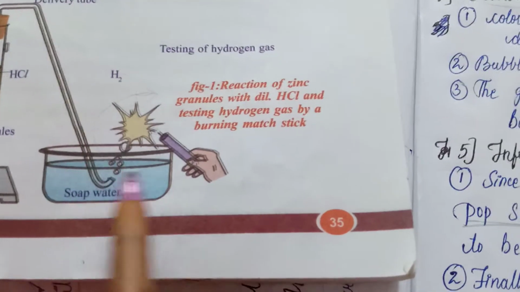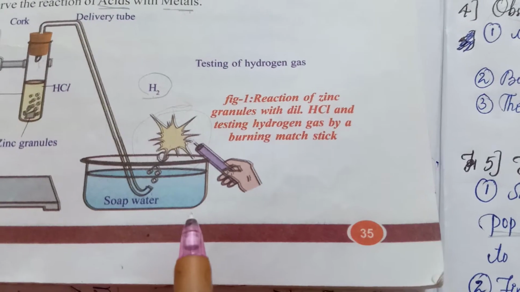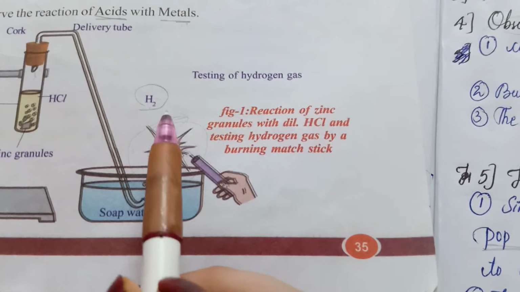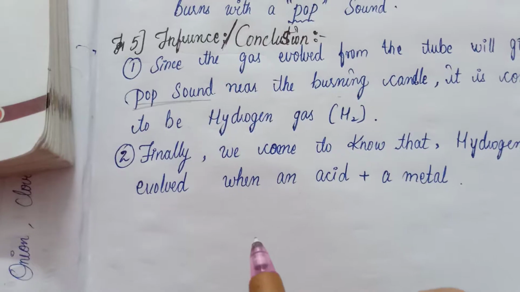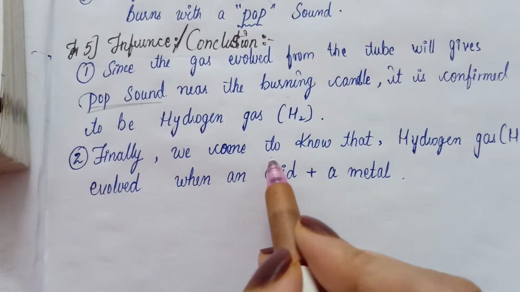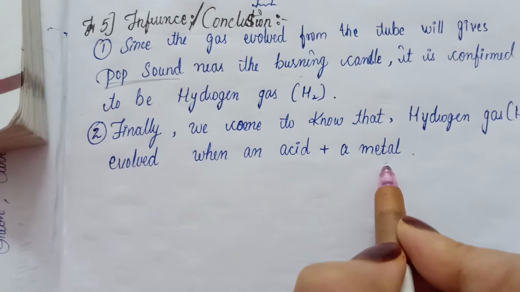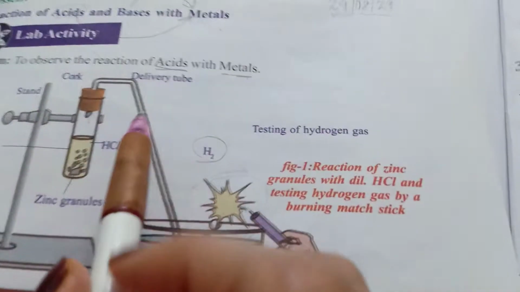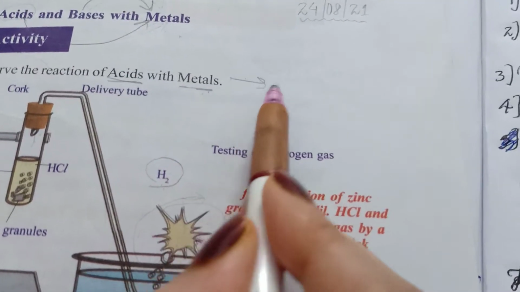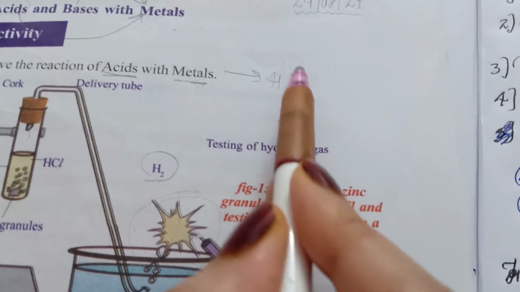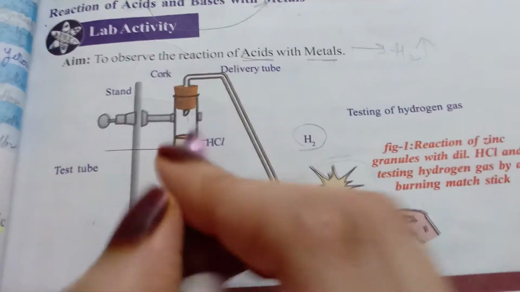So what is the confirmation? Hydrogen gas is releasing. By this we have concluded that hydrogen gas is releasing from this soap water. Finally, we came to know that hydrogen gas evolves when an acid reacts with metal. So our conclusion was clear: when acid reacts with metal, hydrogen gas will be released or evolved. So this is our actual lab activity.